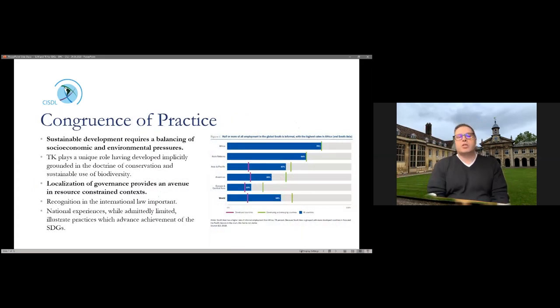Now, why is this actually important? The point of these international instruments is to establish these norms and principles. But if we don't have pathways for congruence of practice, particularly in countries which are resource constrained or have a lot of other developmental dynamics going on, it will not happen.